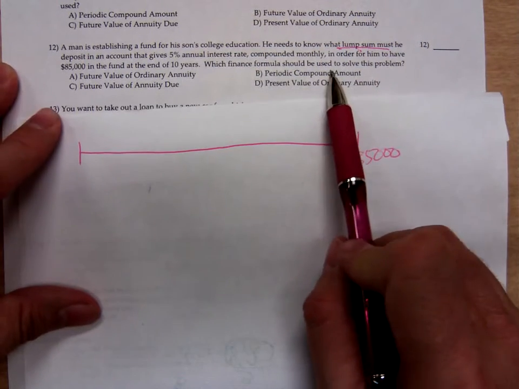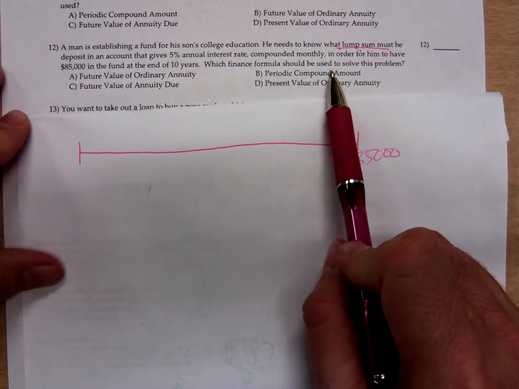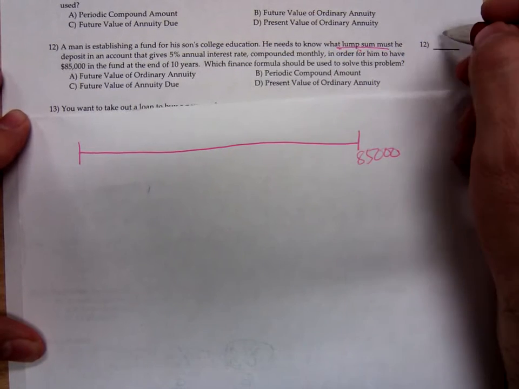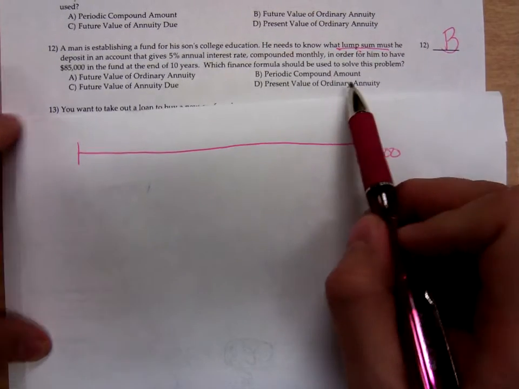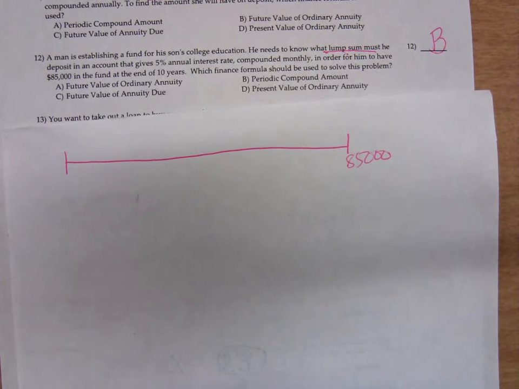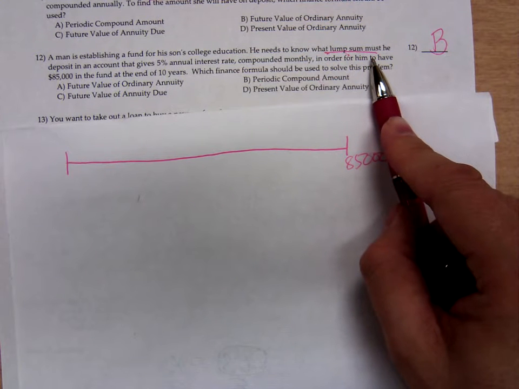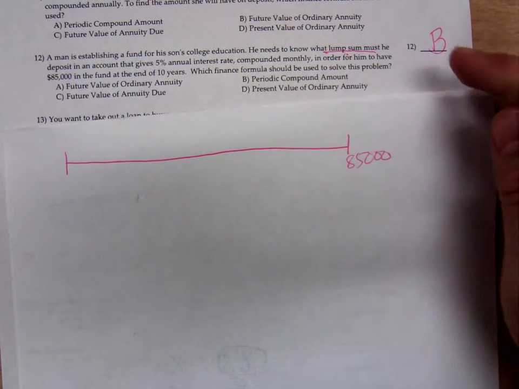B is right, the periodic compound amount formula. That is the one you use when there's just one lump deposit, and then the money just sits there. If he were going to be putting money in the account every month, saving for the son's education, then that would be an annuity. But here he's just making one lump sum deposit. Okay. Any questions?